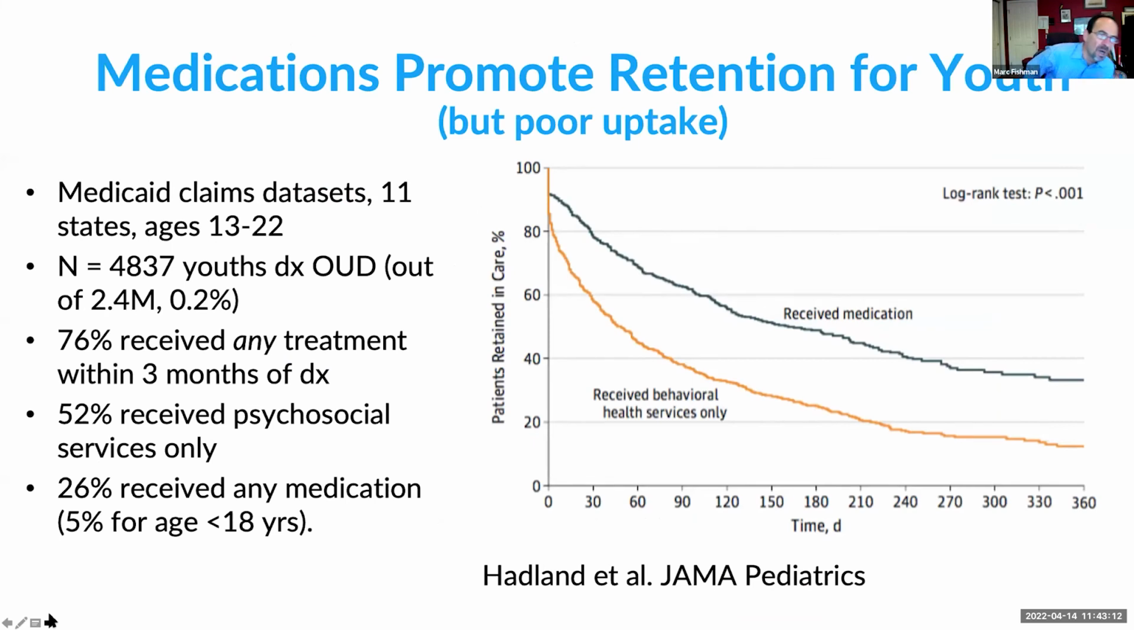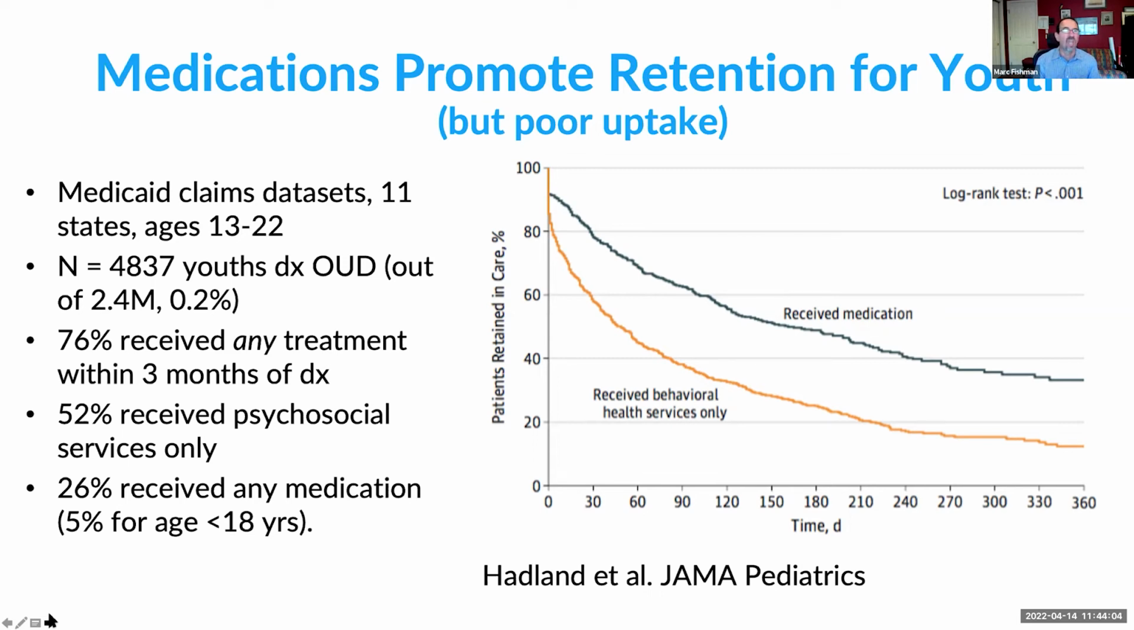I want to show you a little bit of the data. Here is a big Medicaid state claims dataset of about 5,000 youth that received a diagnosis of OUD. Already, that's a special population because somebody has noticed. Out of the 2.4 million claims, a lot of individuals were looked at to come up with these 5,000 with the diagnosis of OUD, that works out to a percentage of 0.2%, which we know is substantially below the epidemiological data for the rates of OUD in this age group. So we know that detection is already a problem.